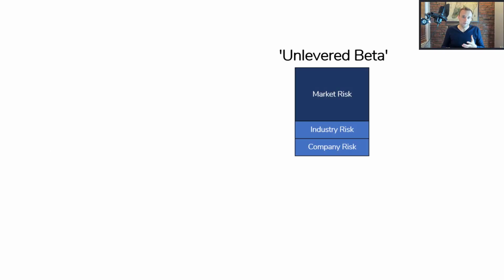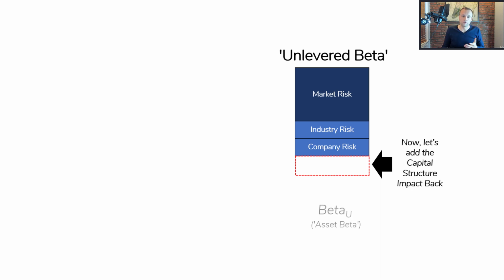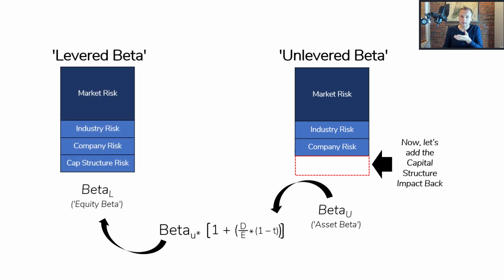So now we'll go the other direction and we'll start with an asset beta. And if we started with an asset beta, we can actually add in the impact of the capital structure by essentially just flipping the formula that you just saw. So what we'll do is we'll take the unlevered beta, and then we'll multiply that by 1 plus debt over equity times 1 minus the tax rate. And in doing so, what we're essentially doing is inserting the impact of the capital structure back into beta, and then we work backwards to an equity beta, which is where we first started.